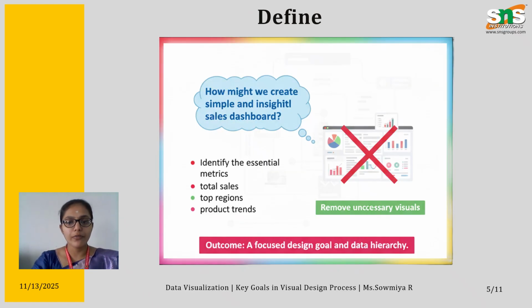Next phase is the define phase. After understanding the user struggles, we define the problem clearly here. For our retail dashboard, the defined issue might be users find it difficult to compare the monthly sales due to inconsistent visuals and unclear hierarchy. By defining the problem, we set the foundation for visual design goals such as clarity, consistency, accessibility, and meaningful color usage. Defining gives the direction. It ensures every design choice solves a real user problem.